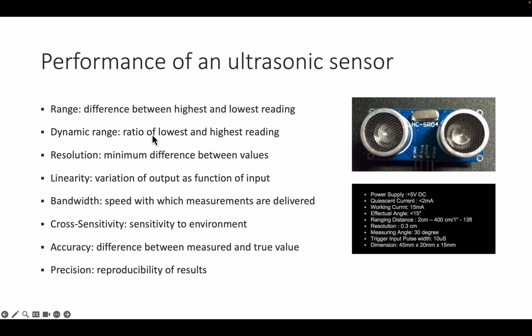The dynamic range is the ratio of the lowest and the highest reading. So I have to divide those two numbers and then take the logarithm. That gives me a decibel reading. The resolution is 0.3 centimeters. And now this is interesting, because do you really think it can measure so accurately? No, the accuracy is much lower than this. It only means that it will provide you measurements in increments of 0.3 centimeters. So you won't be able to measure anything below 0.3 centimeters between two measurements.